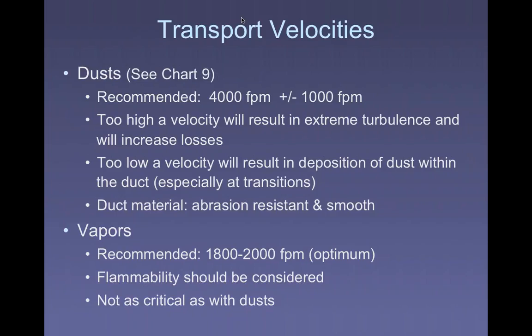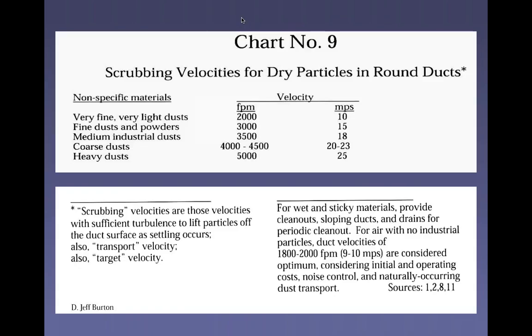I'm going to be talking about an example, which might be a jeweler's table where they're using rouge to polish jewelry. It's a very fine dust, so 3,000 feet per minute would probably be more than enough. If you're doing a grinding operation where big particles are produced, you might want to be on the higher end, like 5,000. For vapors, just gases that are not heated, they'll move with the air. Probably 1,800 to 2,000 feet per minute is likely to be optimal.